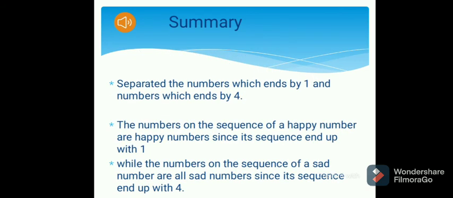Through exploring systematically, we proposed 5 conjectures, and by testing, we separated the numbers which end by 1 and numbers which end by 4. Then the numbers on the sequence of a happy number are happy numbers since its sequence ends up with 1, while the numbers on the sequence of a sad number are all sad numbers since its sequence ends up with 4.